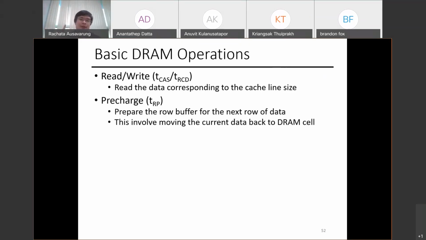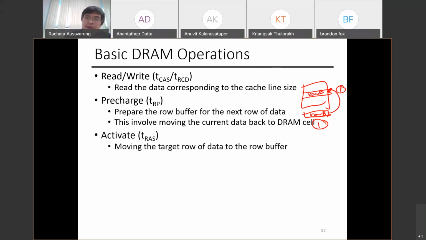Then there's another time called pre-charge. Pre-charge means that I'm going to prepare the row buffer to read the next row of data. This basically means that I'm going to move the current data in the row buffer back to DRAM. Oops, sorry, this is what I mean. So you have DRAM cells here, row B, for example. This is the time you have to move your data from row B back to the original DRAM location, right?